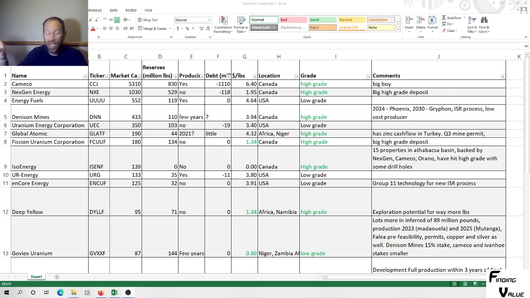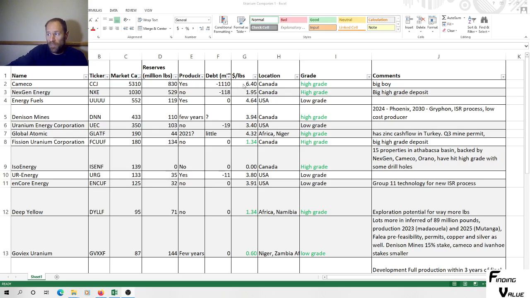So I want to go over the current valuations just to show you what those valuations are on a dollars per pound basis. When you go in here and you were to buy Cameco, they're producing, and you're paying $6.40 a pound in the ground that they have. That's a 5.3 billion market cap over, well, you should probably also add in the debt. So it's even a worse valuation adding in all their debt.